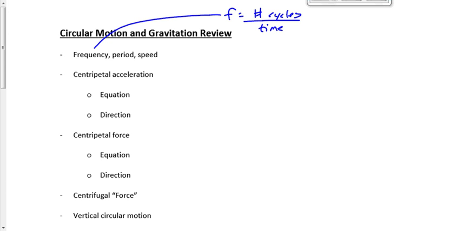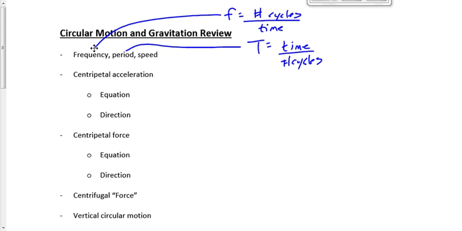Frequency is number of cycles over the time. Period is the time for one cycle. So it's going to be time over the number of cycles. We get so used to seeing equations on our data sheet, and these ones aren't there. So sometimes we get messed up with those. But we're getting better.